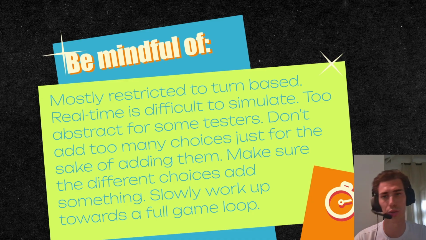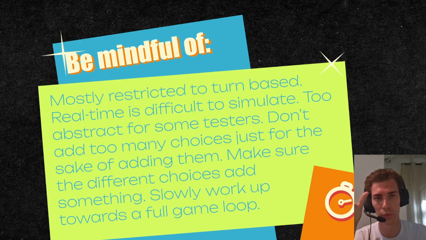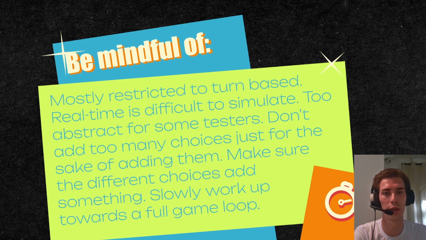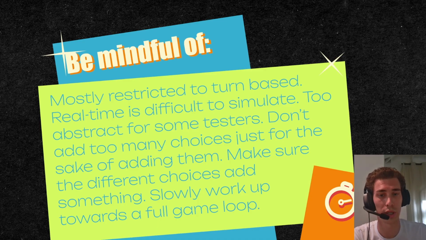And as I was saying, also don't add too many choices just for the sake of it. Make sure the different choices actually do something, like they actually make the player think about which choice to do, and you don't just do the same one every time. I would also call that a stalemate if the player is just doing the same thing every time. It doesn't have to be, it could be a choice, but I'm just saying be careful. And then try and slowly work it up to a full game loop.